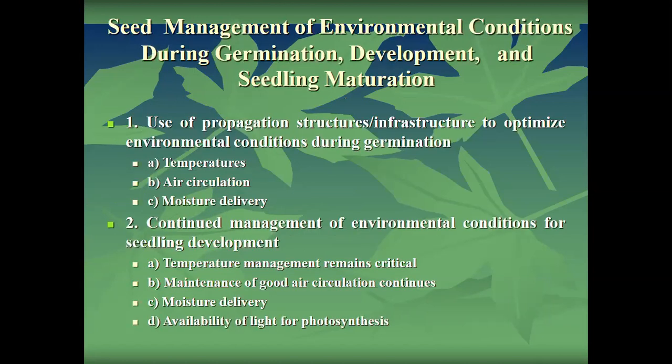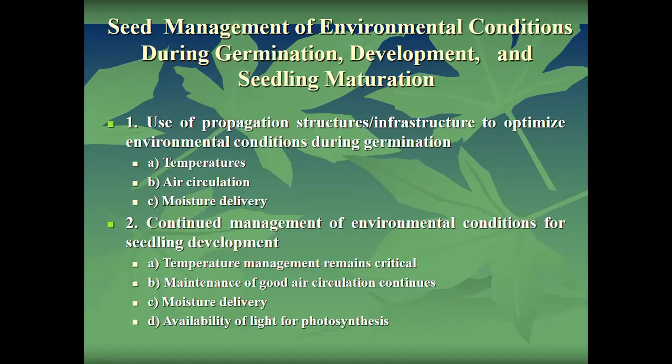Right. In terms of seed management and environmental conditions during germination, development, and seedling maturation, use propagation structures and infrastructure to optimize environmental conditions during germination, so that the temperature, the air circulation and the moisture delivery are all key. We spoke about some of those things when I showed you the pictures of how a nursery should actually look. Dr. Daly will show you some more pictures on propagation facilities and how they are designed a little later on. And he has some very nice pictures to show you of different types of facilities that could be used.